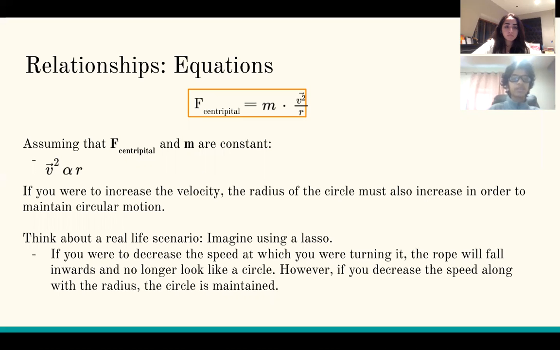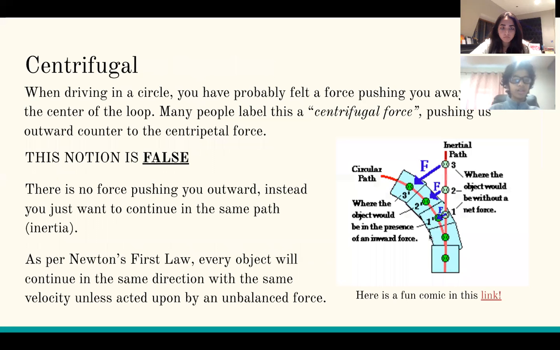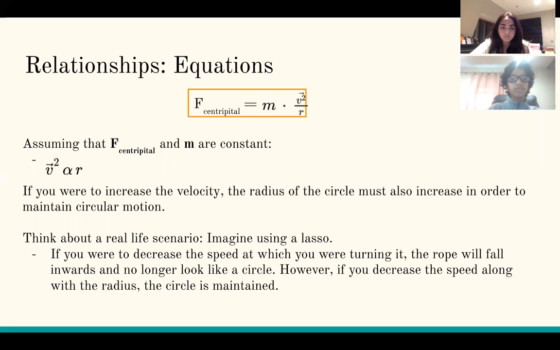Basically, if you want to keep spinning faster and faster while applying the same force, the radius has to increase. We have an example here of a lasso. If you were to decrease the speed at which you were turning it, it'll fall inwards and not be a circle. But if you decrease the speed along with the radius, the circle is maintained.